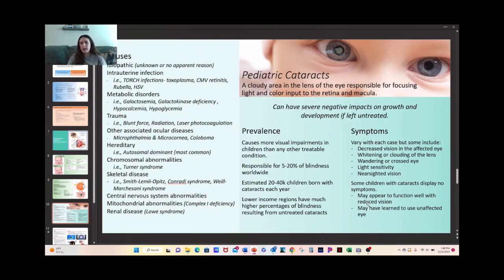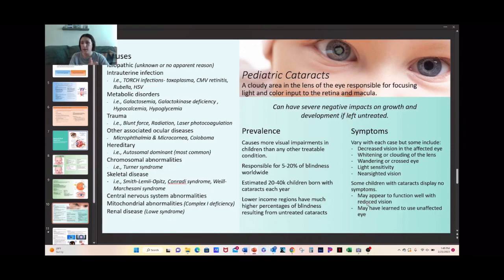Pediatric cataracts. Cataracts is a cloudy area in the lens of the eye, which is responsible for focusing light and color input into the retina and the macula. Pediatric cataracts cause more visual impairments in children than any other treatable condition. Current research estimates about 5 to 20% of blindness worldwide is a result of untreated cataracts, and an estimated 20 to 40,000 children are born with cataracts each year.